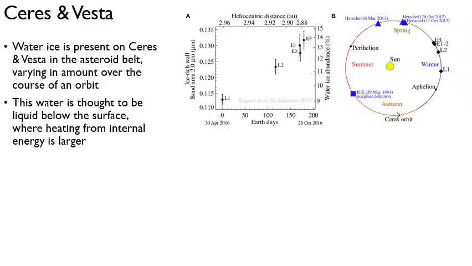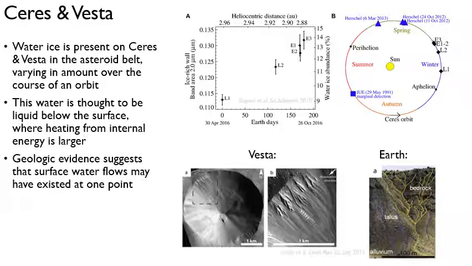It's thought to be liquid below the surface. So Ceres still has some internal heating from radioactivity. And so that would make it warm enough that you could have liquid water below the surface. So you could imagine maybe some microbes living in that, perhaps. It's at least possible.